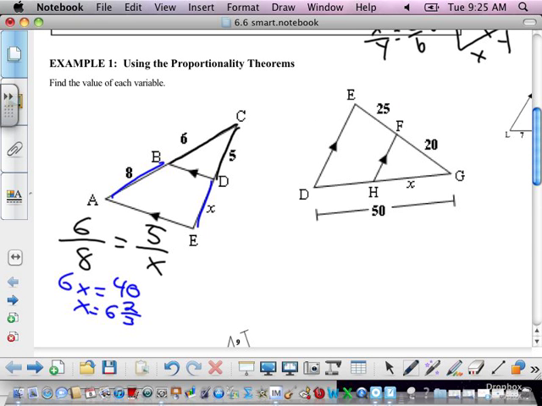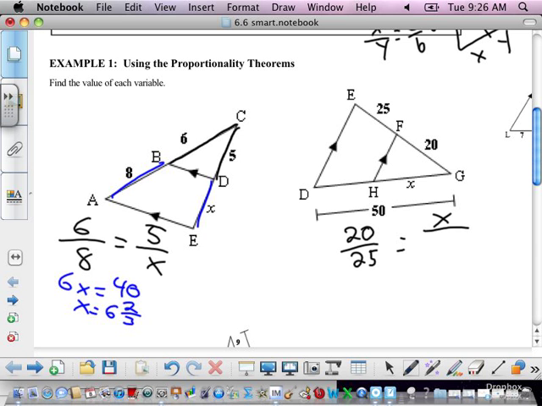So I know I'm going to do 20 over 25 equals, what goes with 20? What would also be on top? X. But here's what becomes difficult. Do I know what D to H is? No. How would I figure that out? I know D to G is what? 50. And I know H to G is X.